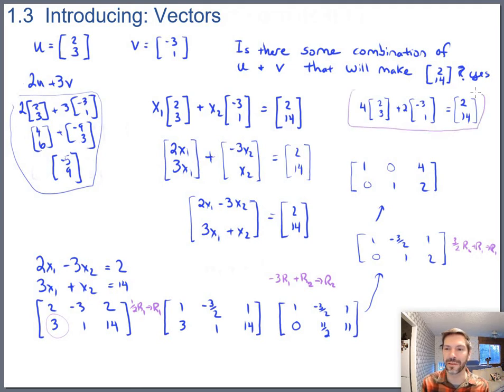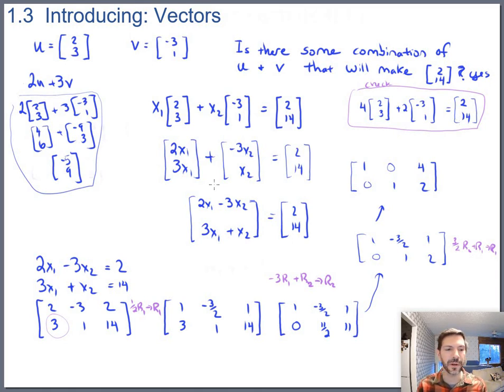I guess I'm kind of on the way to doing a check here. This is how you would check. And maybe I won't finish all the arithmetic. Let's just see if we can check that in our heads. That would be 8, 12 minus 6. So 8 minus 6 is 2. I like that. And 12 plus 2 is 14. Yeah, it works. So there is indeed some combination of u and v that will make (2, 14).